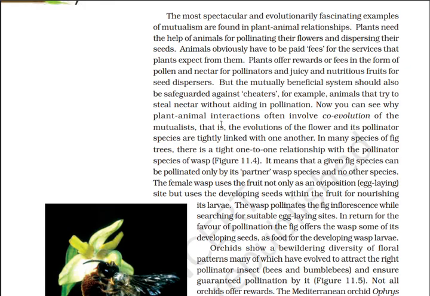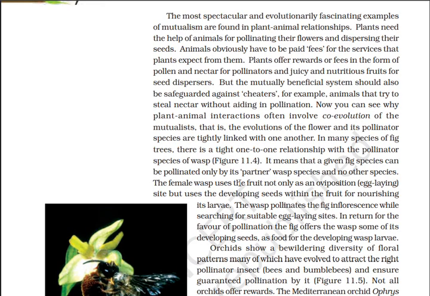Now you can see why plant-animal interactions often involve co-evolution of the mutualists. That is, evolution of the flower and its pollinator species are tightly linked with one another. In many species of fig trees, there is a tight one-to-one relationship with the pollinator species of wasp. It means that a given fig species can be pollinated only by its partner wasp species and no other species.